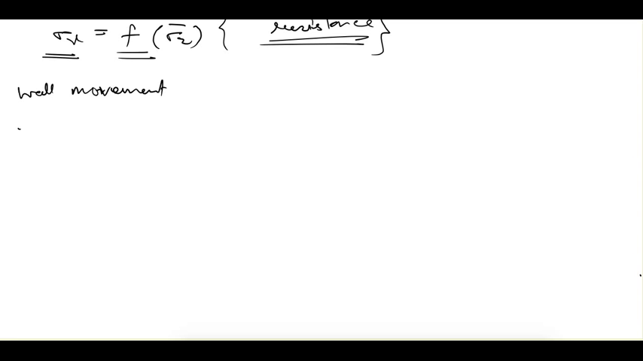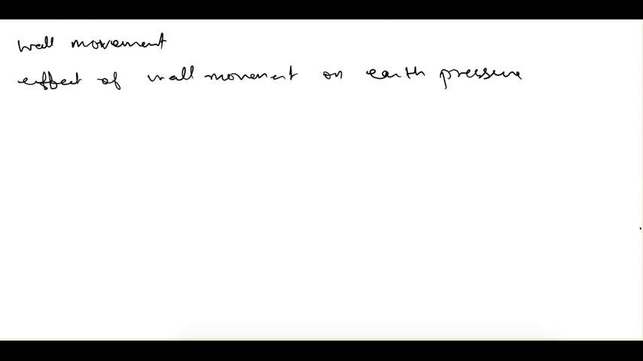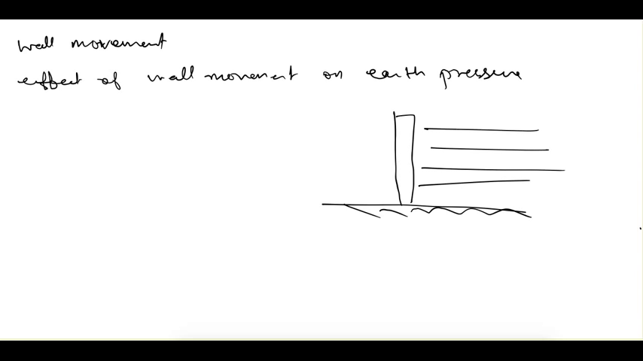Now we need to understand the effect of wall movement on earth pressure. So when it is going to increase or when it is going to decrease, that we need to understand. So there can be three cases. Let's say this is the wall and this is the backfill, that is soil. So let's consider it hinged at this point.